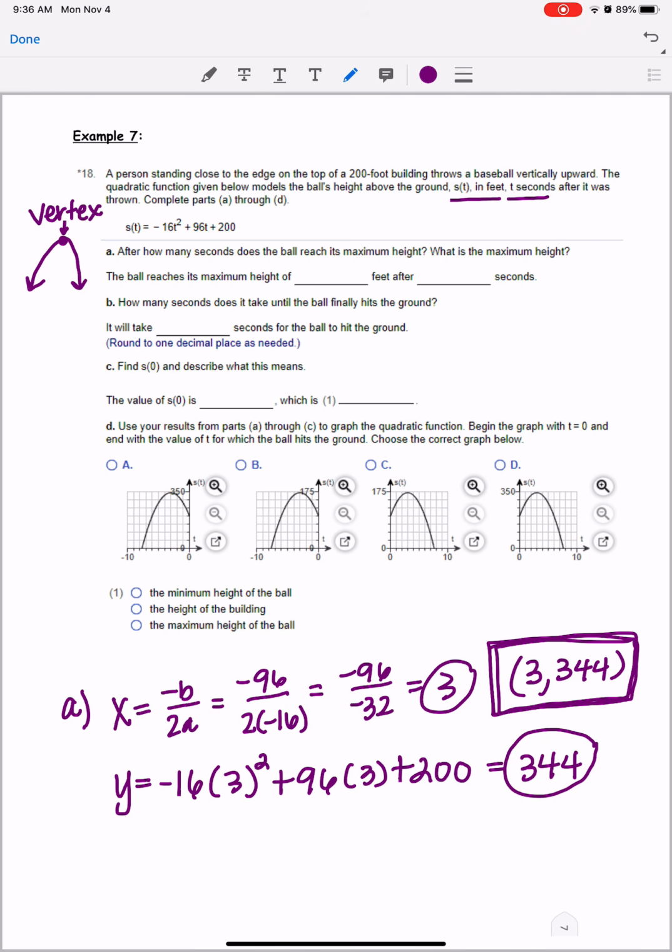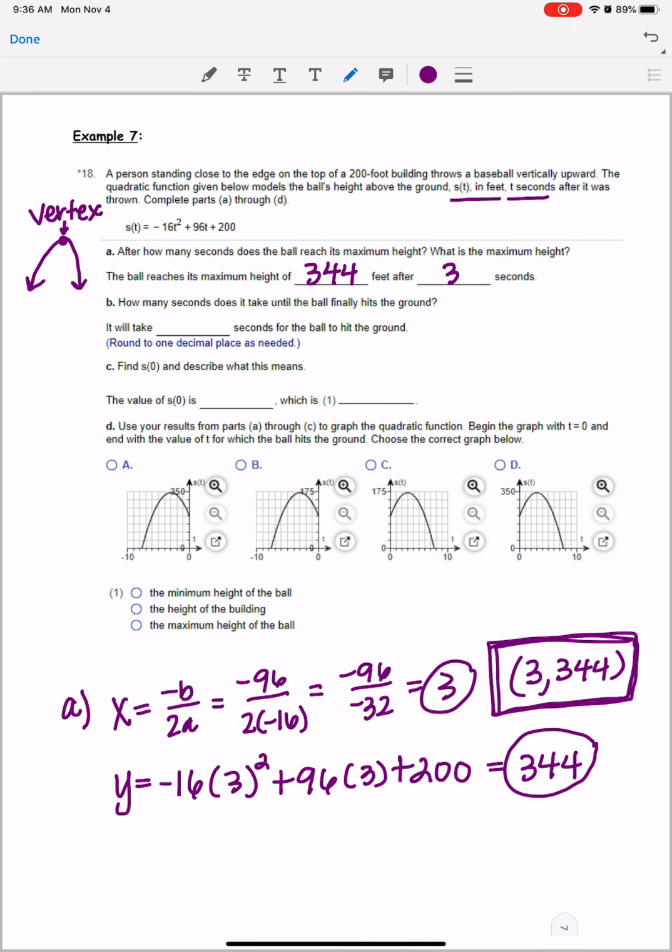So let's switch it. The ball reaches its maximum height of 344 feet, so it already has the units for us, after 3, and again it has the seconds, or units, after 3 seconds. Okay, so that's our part A.